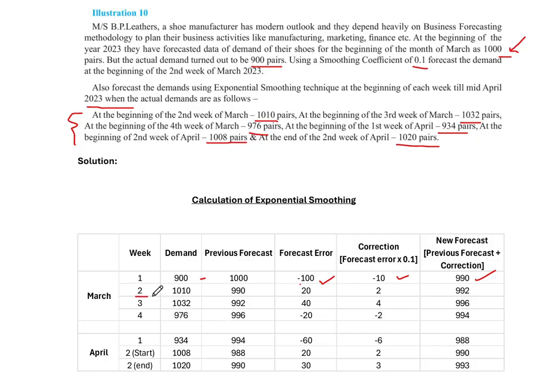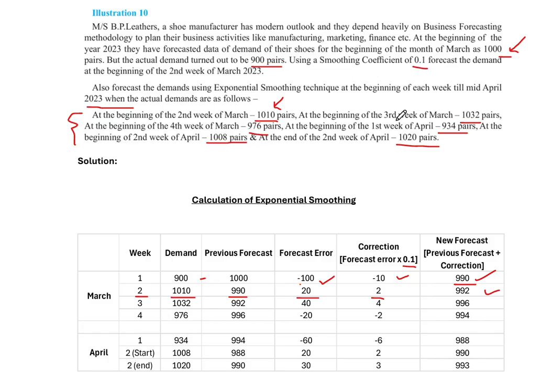Now we will calculate for the second week. Demand is given in the question: at the beginning of the second week of March, demand was 1010 pairs. The previous forecast we take from the first week of March, 990. So forecast error will be 1010 minus 990, 20. 20 into 0.1, 2 is the correction. So our new forecast will be 990 plus 2, 992.